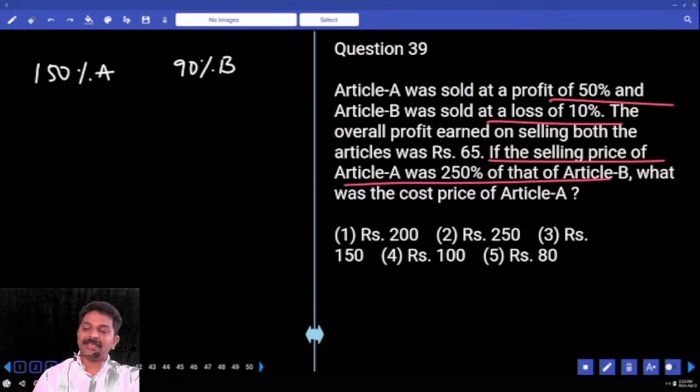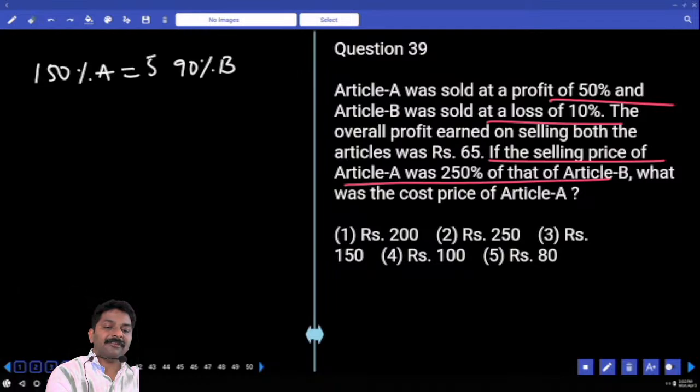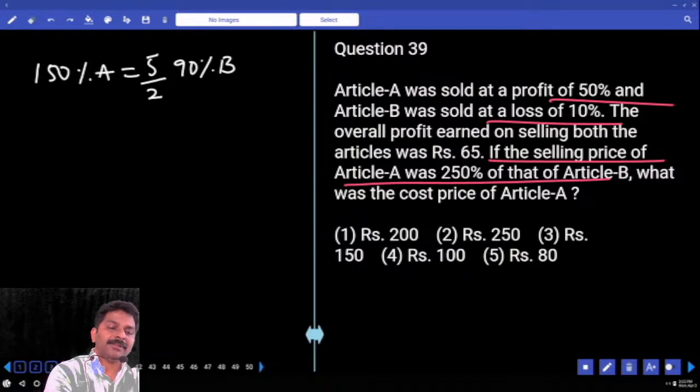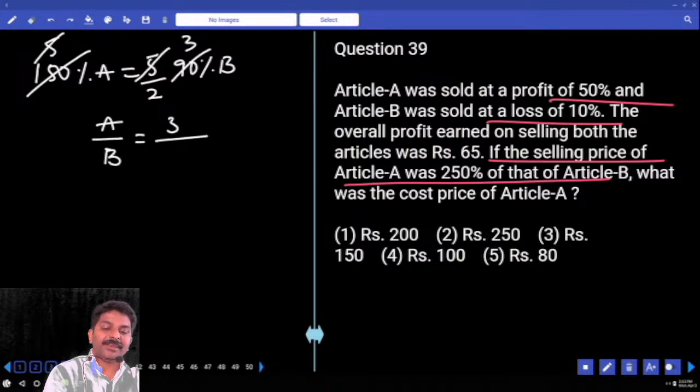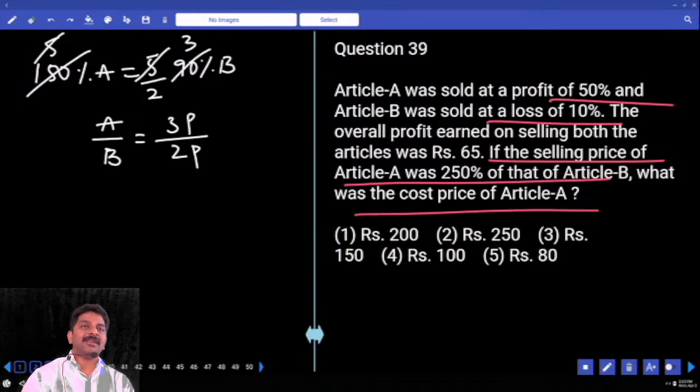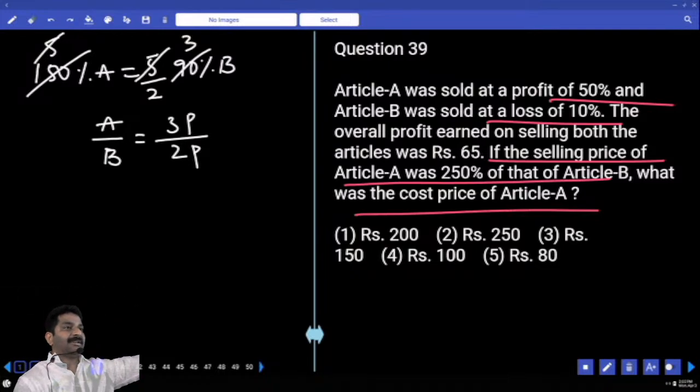And we have a selling price comparison. Selling price of article A is 250% of article B. We'll write it as 5 by 2 in fractional form. Is that okay? Now 30 5 times, 30 3 times, 5 gets cancelled. A by B is equal to 3 by 2. So I can take A as 3 parts and B as 2 parts. Now the question is about the cost price of article A only. According to this condition, you know the cost price of article A. How much is that?